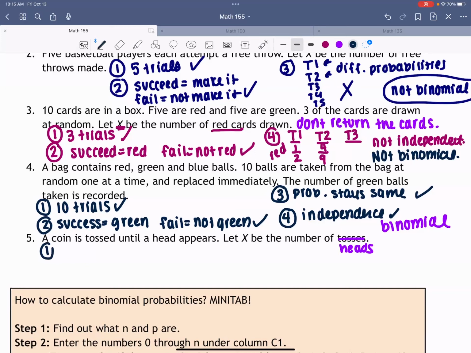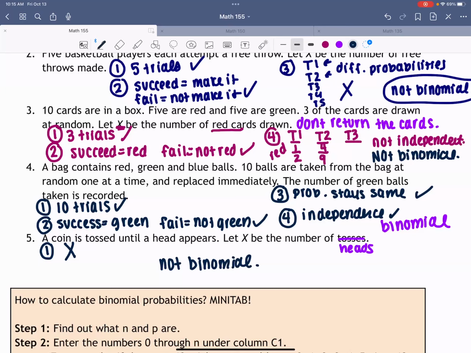So do we pass number 1? No, right? We don't have a fixed number of trials. We don't know how many trials we have. It depends on the situation, okay? We don't cross number 1, so I guess this is not a binomial random variable.